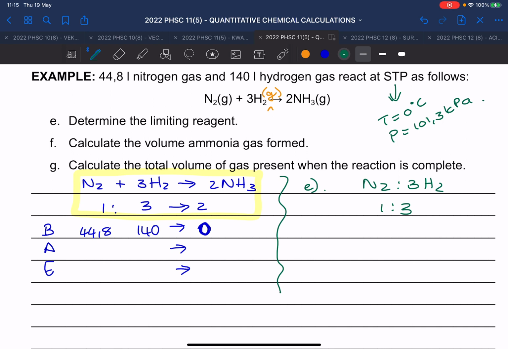Okay. All right. The ratio is 1 to 3. In your head, you say, if I use, is it outside? If I use all of that, how much of this will I need? So if I use 44.8, how much will I need? Okay, so you're going to say times 3. What you do on the one side, you must do on the other side. Liakwe, what do you get?